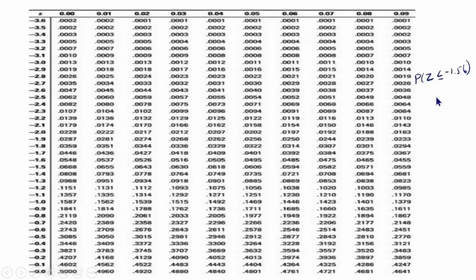So we need to find probability of z less than or equal to minus 1.56. So we need to check the row minus 1.5 and along column 0.06. So it is 0.0594. So this is the value corresponding to probability of z less than or equal to minus 1.56.